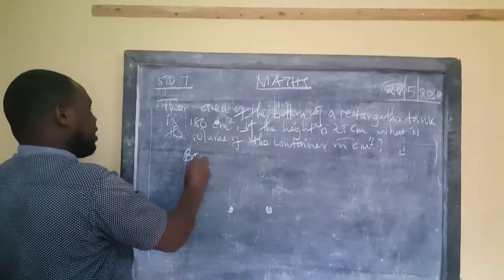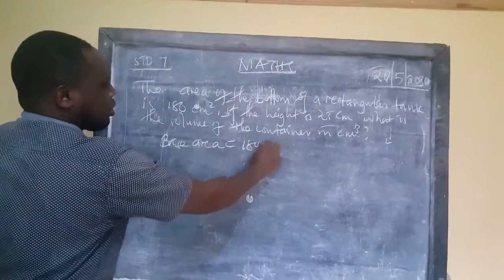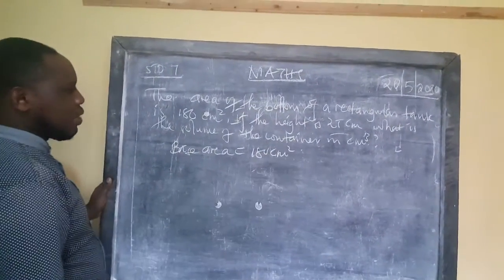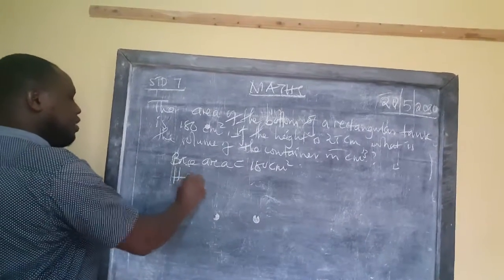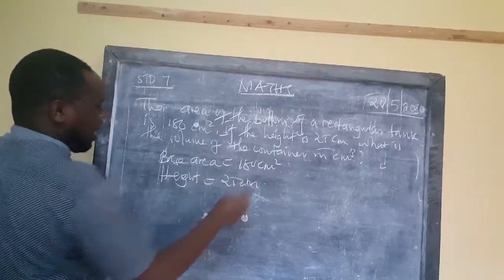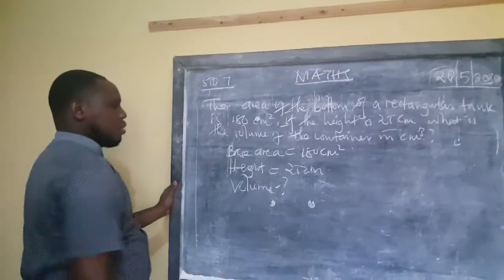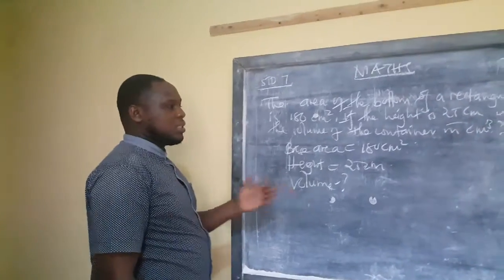area, base area, which is given as 180 centimeters squared. Then we are given the height. Height is given as 25 centimeters. And then the question is, what is the volume? What we want to know in this question is the volume.